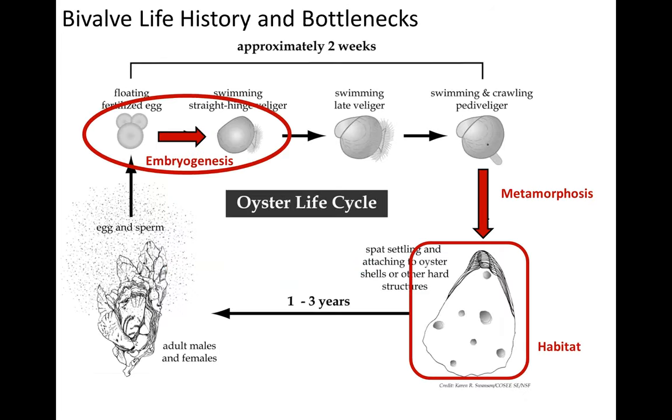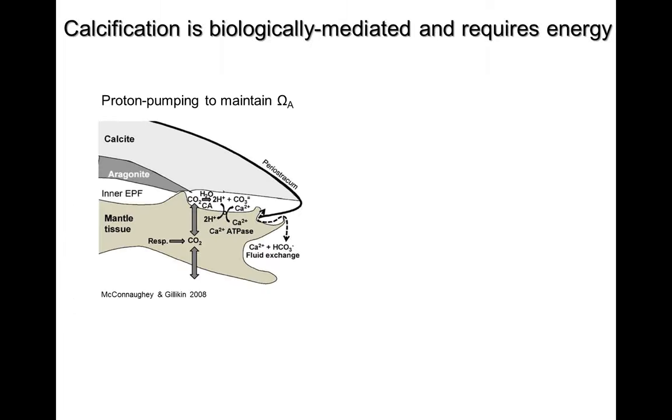Okay, so we're going to switch over and really start focusing on the Pacific oyster larvae now. Again, I just wanted to give you the perspective of the metamorphosis: thinking about these critical life history stages, when the organisms go through periods they can't feed, is really critical because they have limited energy and there's a big reorganization of body plan. Okay, so calcification requires energy and it's biologically mediated.